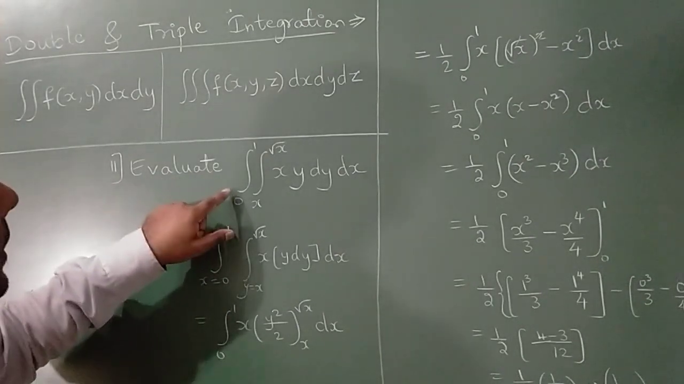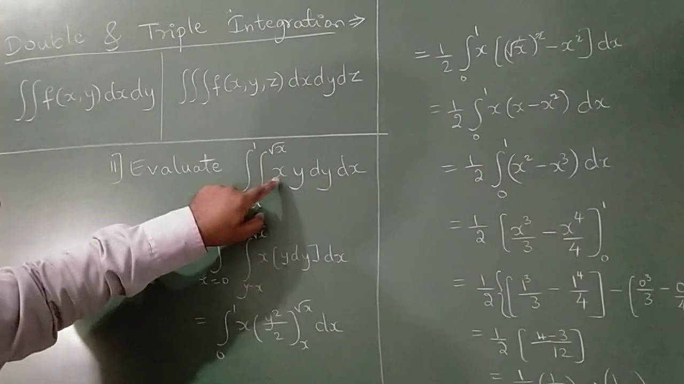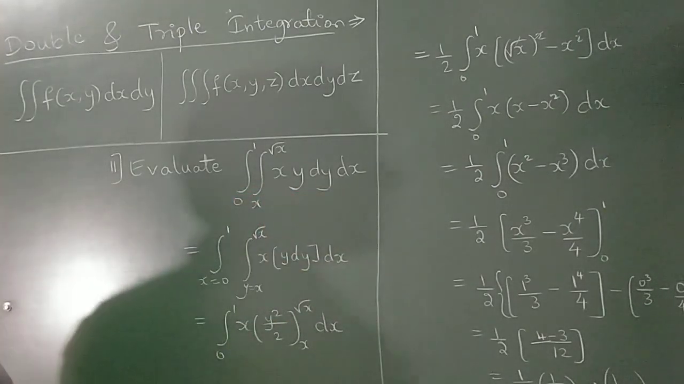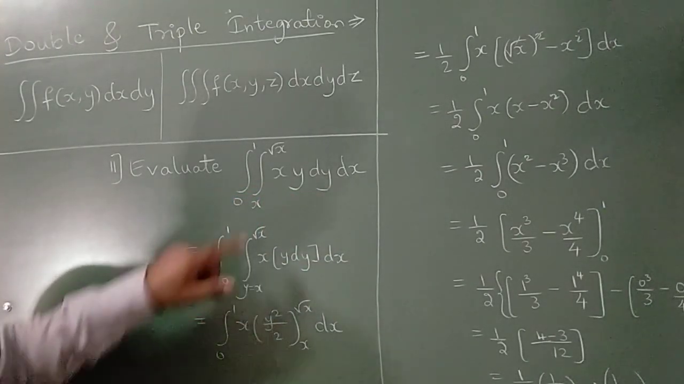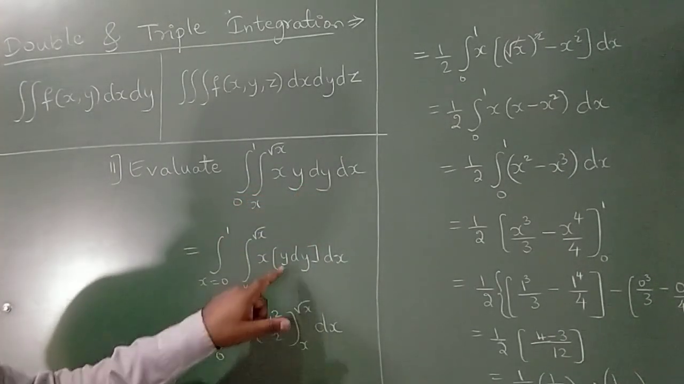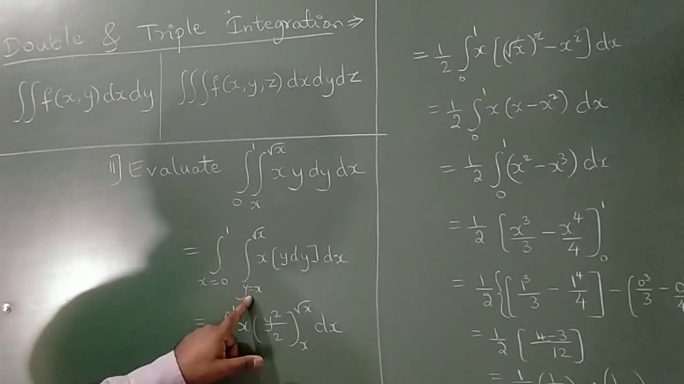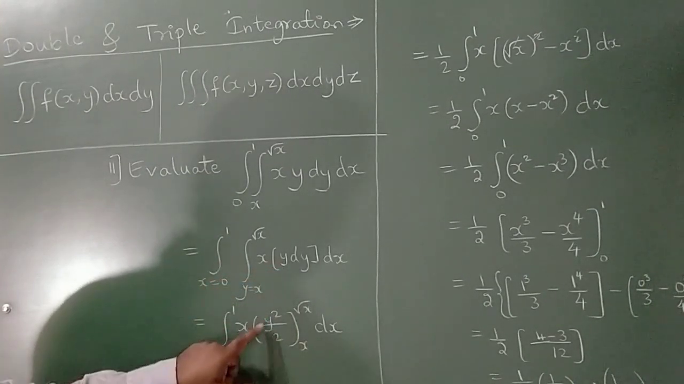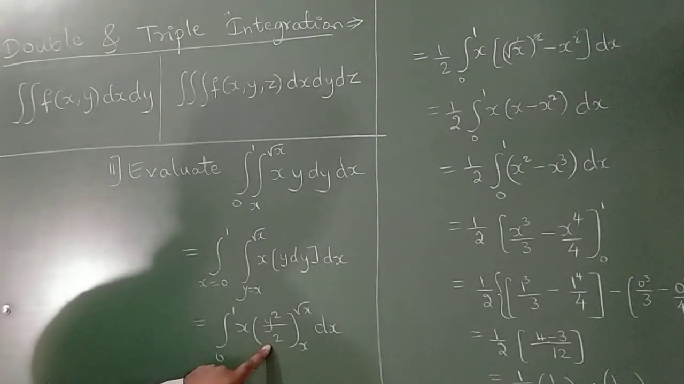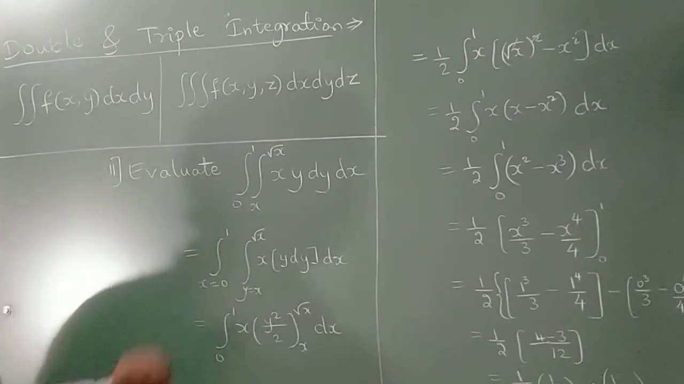So evaluate the integration from 0 to 1 of the integration from x to root x of x y dy dx. Fine. Now I need to integrate first with respect to y. That's the reason I have written it like this. You can see here this is x and this is y. So integration of y is y square divided by 2 and the range is from x to root x. You can see here. Fine.